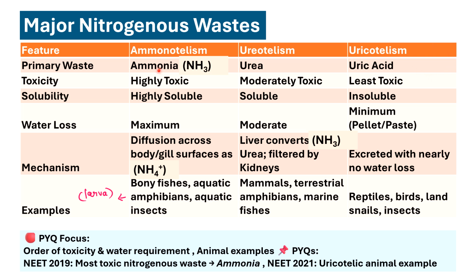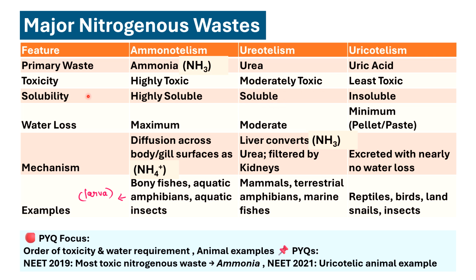Now let's see toxicity. These different types of nitrogenous waste have different toxicity. Ammonia has the highest toxicity and uric acid has the least toxicity. And coming to urea, it has the moderate toxicity.